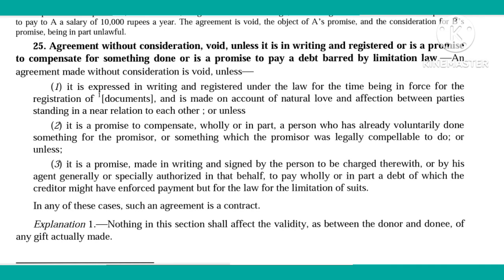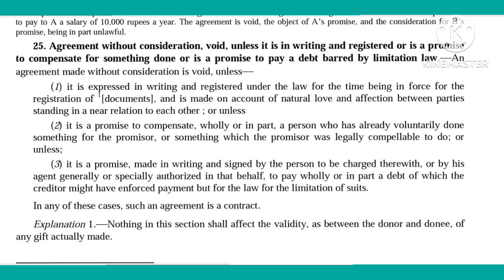It says an agreement made without consideration is void unless, number 1, it is expressed in writing and registered under the law for the time being in force for the registration of documents, and is made on account of natural love and affection between parties standing in a near relation to each other. So, let's discuss this point first. This first point under section 25 says that an agreement without consideration may not be void if it is made on account of natural love and affection between the parties and they stand in a near relation to each other.